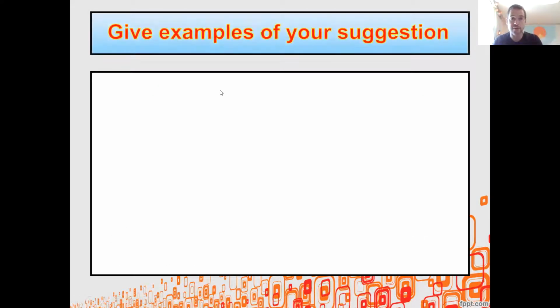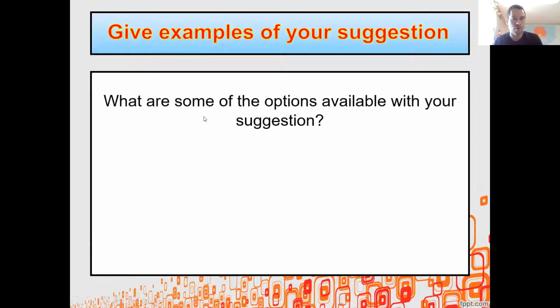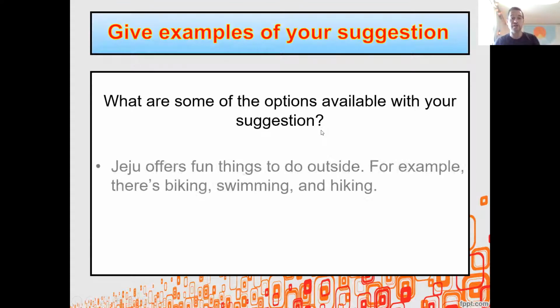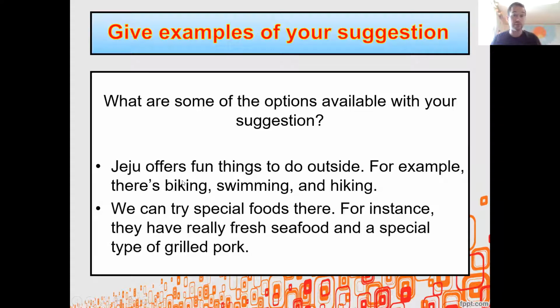The second way to give reason for your suggestion is give examples. What are some options with your suggestion? I think we should go to Jeju. Jeju offers fun things to do outside. For example, there's biking, swimming, and hiking. Examples. We can try special foods there. For instance, they have really fresh seafood and a special type of grilled pork. So I'm giving examples, the options available.